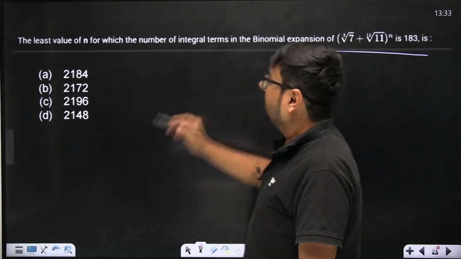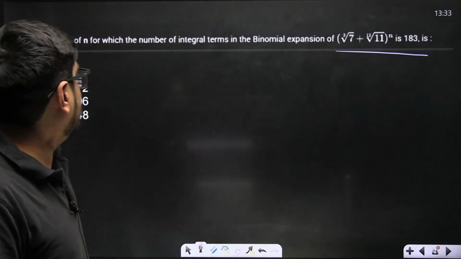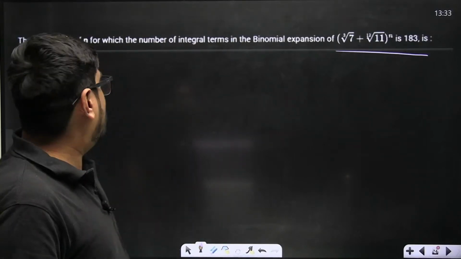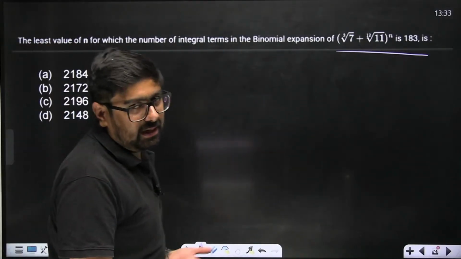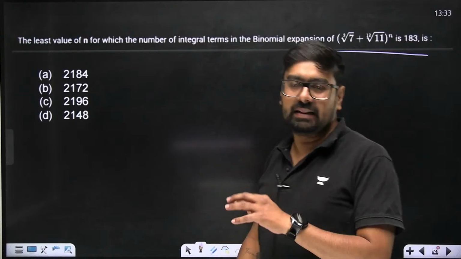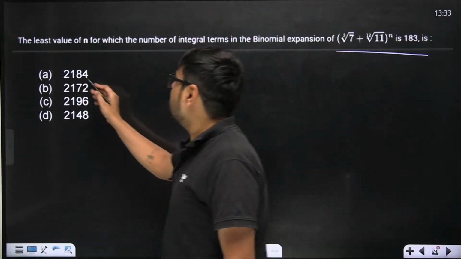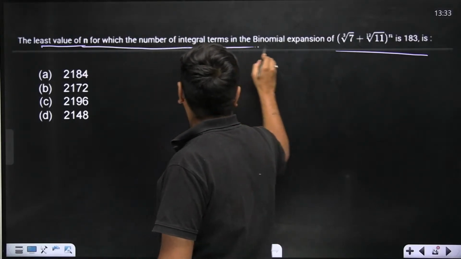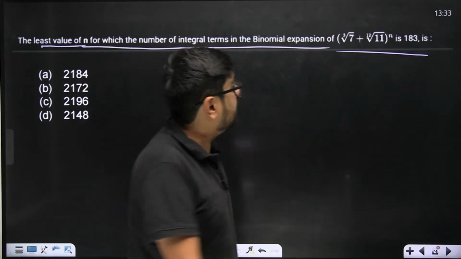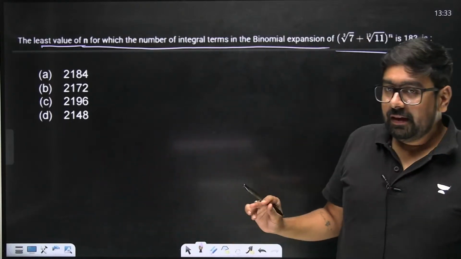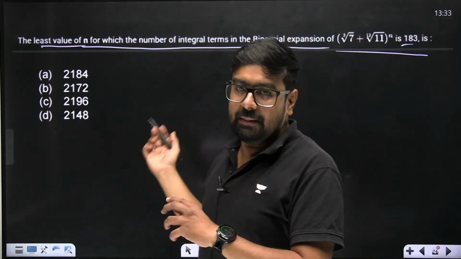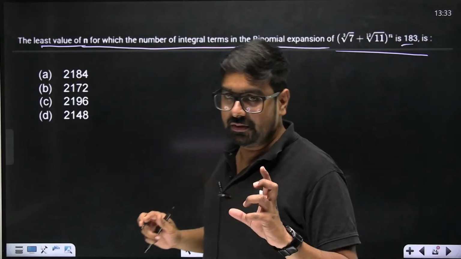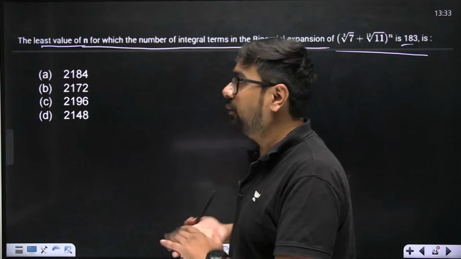This question again, this year or last year, I think, not sure. Generally what they ask you is the number of integral terms or the sum of integral terms. This time they asked for the least value of n for which the number of integral terms in this binomial expansion is 183. This was different. This type of question came once before, in 2023, I think.